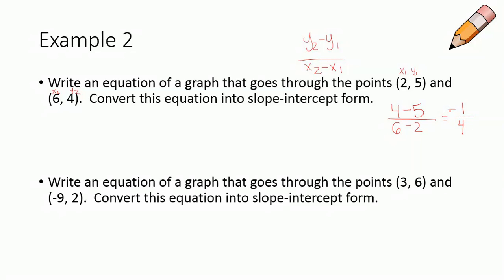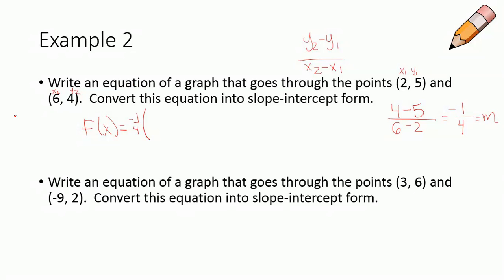So my slope is negative 1/4. Now we can put it in our equation. So f of x equals negative 1/4. Now, which point do I use? You can use both. You'll get the same answer. Doesn't matter. You can use both points. You'll still get the same answer at the end.